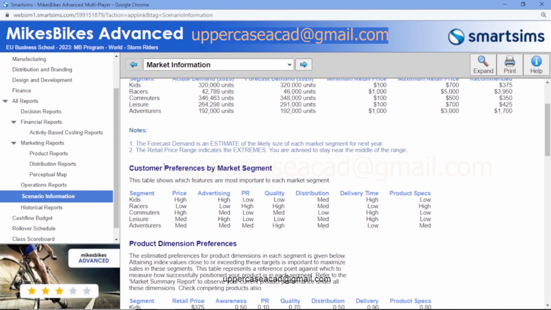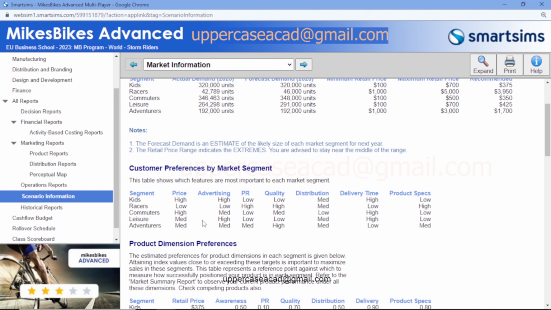Then you have the customer preferences for each market segment. The kids, they really need a bike. They prefer a bike with a high price. The racers prefer a bike with a low price. The commuters, high. The leisure bike segment prefers medium.